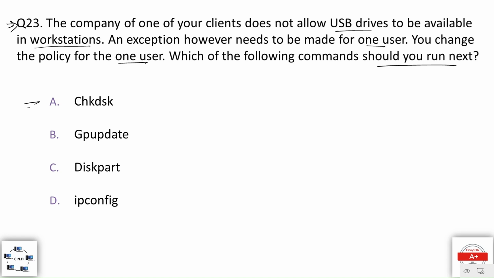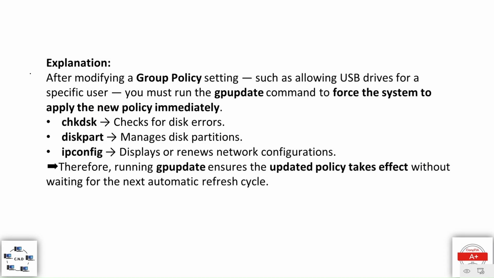And the options are option A, check disk, option B, GP update, option C, disk part, and option D, IP config. And the correct option is option B, GP update or group policy update. So what does this command do?